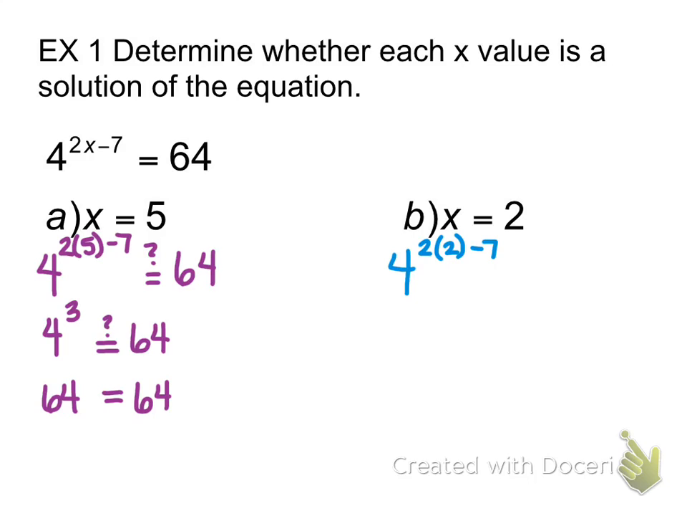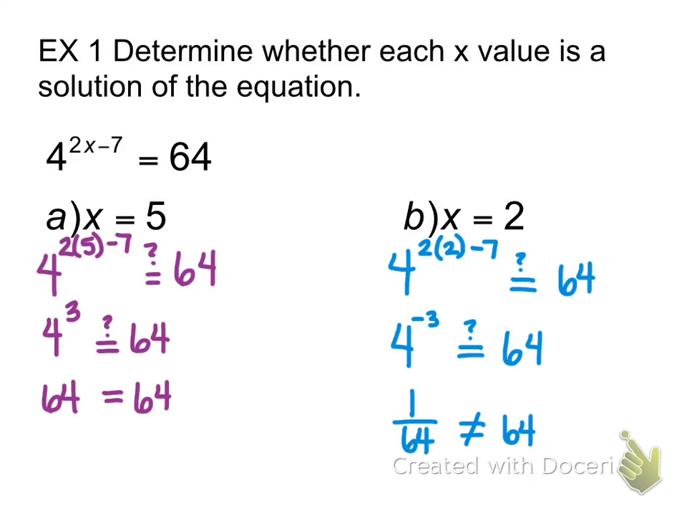Okay, so same thing for part B. I'm going to plug in 2 for x. So 4 to the 2 times 2 power minus 7, is that equal to 64? So this is going to be 2 times 2 is 4, minus 7 would be a negative 3. 4 to the negative 3, is that equal to 64? Well, when you have a negative exponent, that moves that number to the other side of the fraction and then cubes it. So this would actually be 1 over 64, which is not equal to 64. So in this situation, 5 was a solution, but 2 was not.